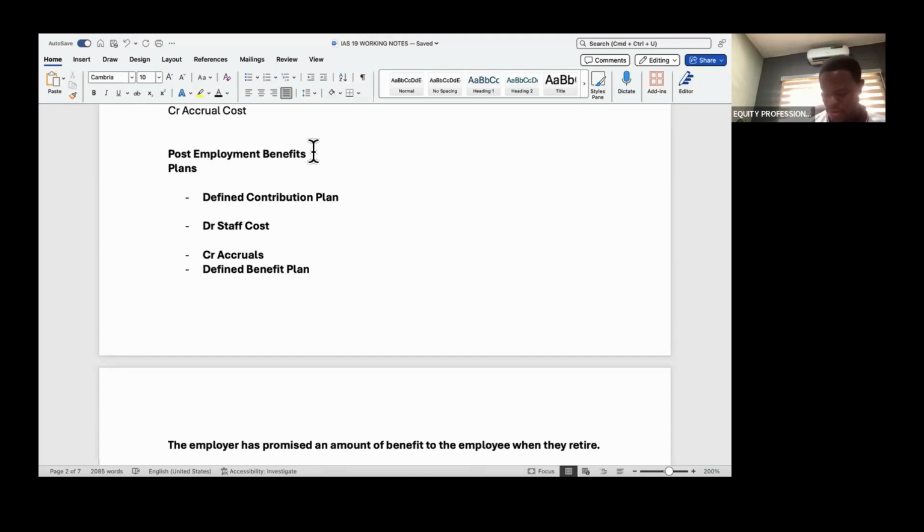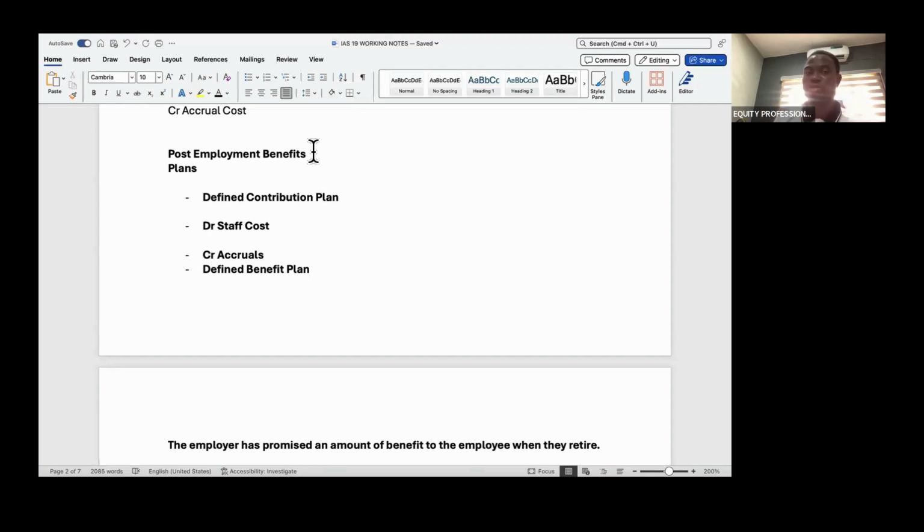And when does the employer then have the obligation to pay this benefit? When do they have the obligation to pay? You know, immediately the employees start working every month, they have an obligation to pay. They have that obligation, just that the obligation will be gradual.